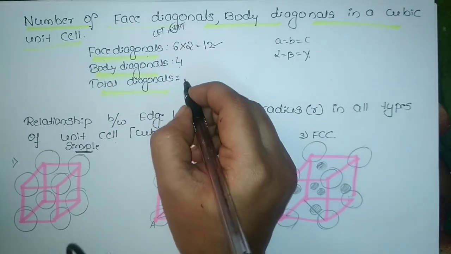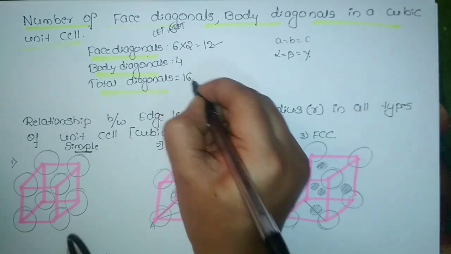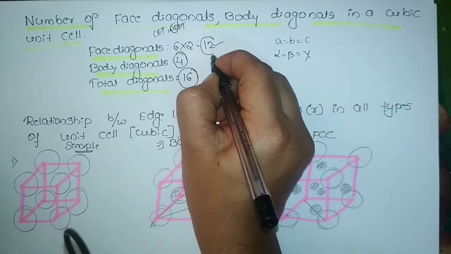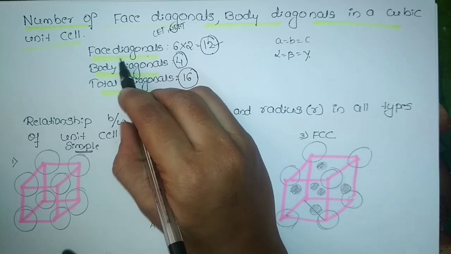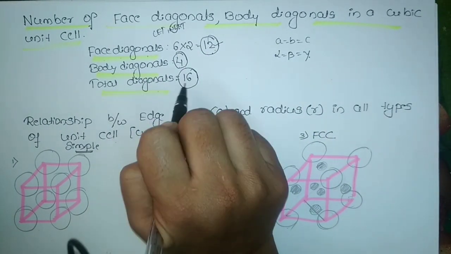In total, how many diagonals can we put, considering faces as well as the body? Totally 16 diagonals. So this question might appear in your competitive exam. Face diagonals 12, body diagonals 4, and the total diagonals will be 16.